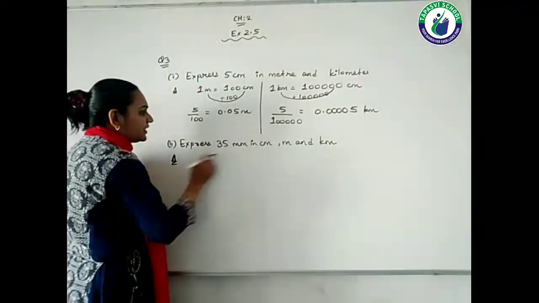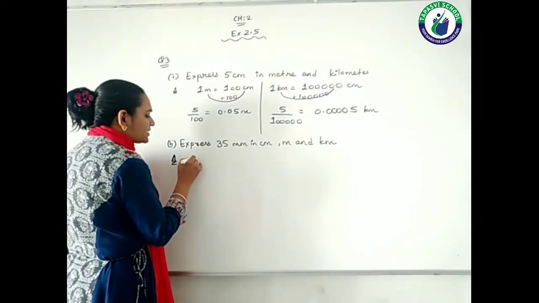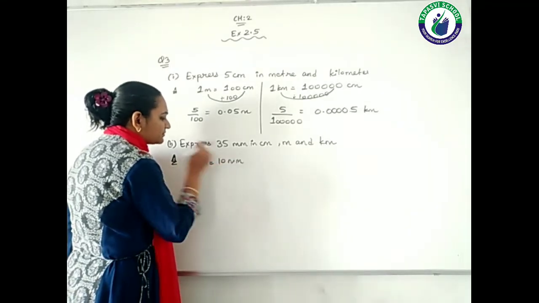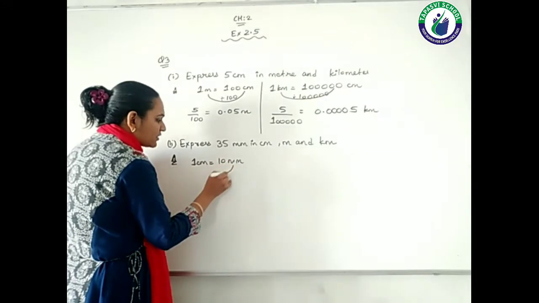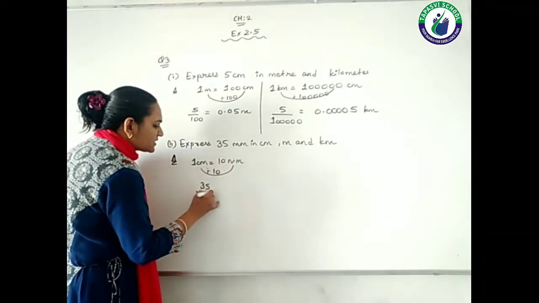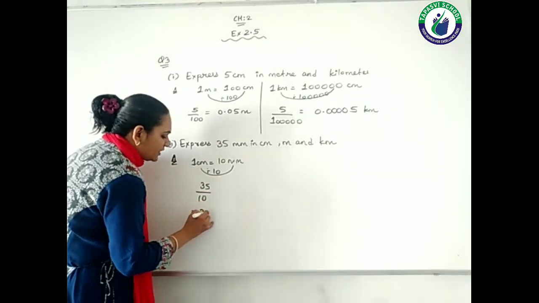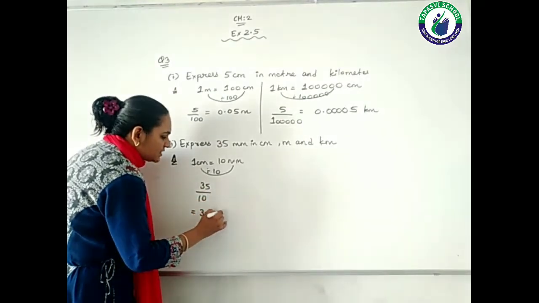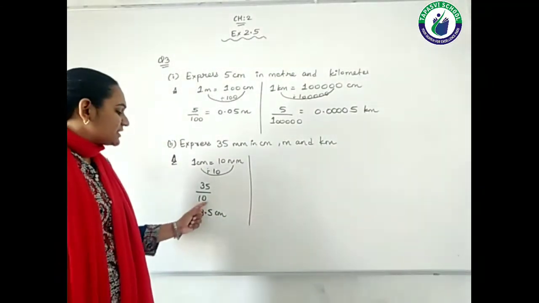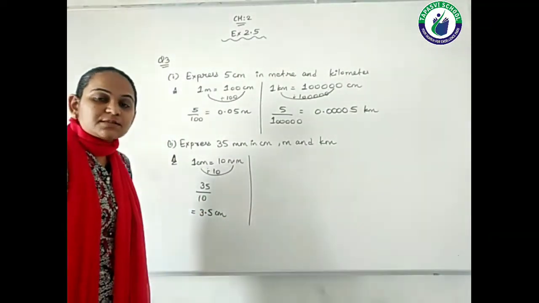So here I am writing the conversions also. 1 centimeter is equal to 10 millimeter, right? So I want to convert millimeter into centimeter. So divide by 10. So 35, students, divide by 10. I get 3.5 centimeter. Is it clear? 3.5 centimeter. From the last, leave 1 digit and put the decimal point.